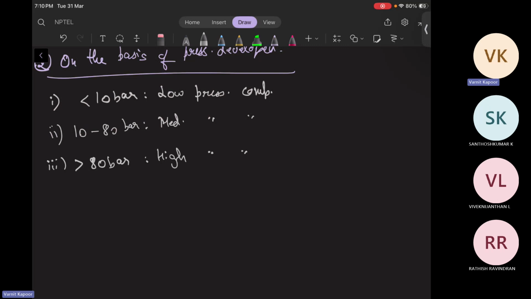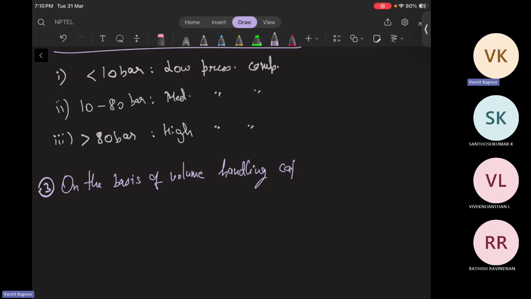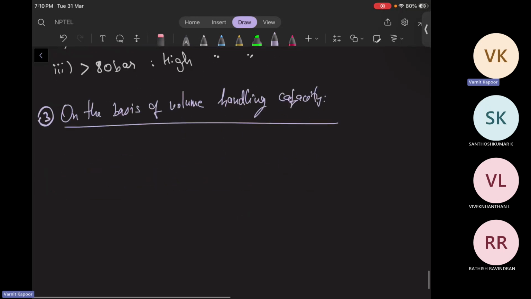The third category is on the basis of volume handling capacity. So the first one: less than 9 meter cube per minute, small handling capacity compressor. Between 9 to 3000, medium, and greater than 3000, large.